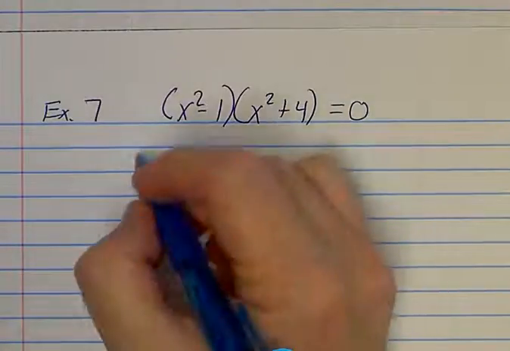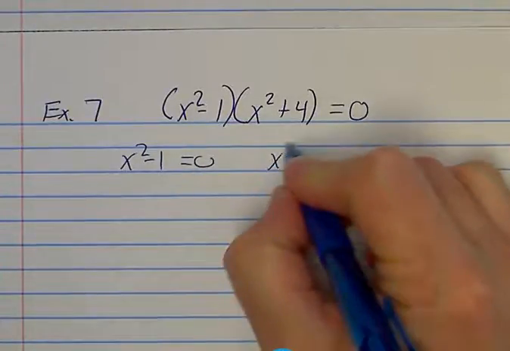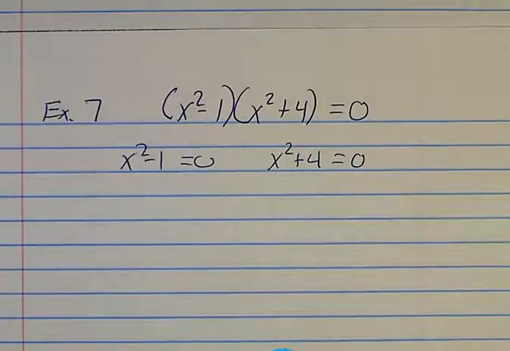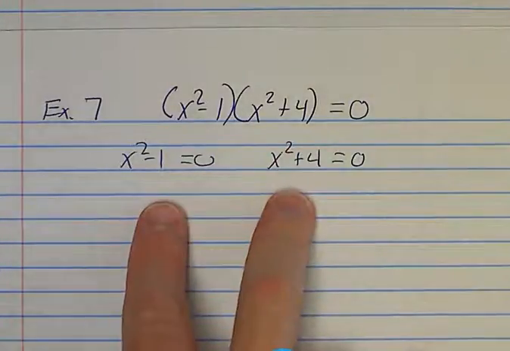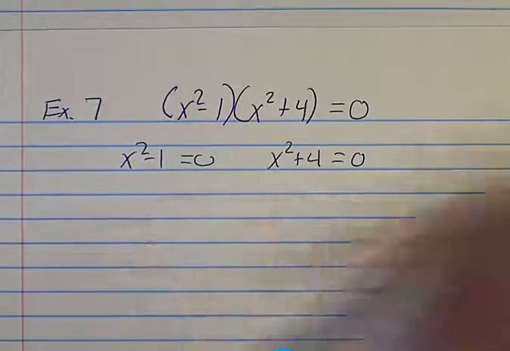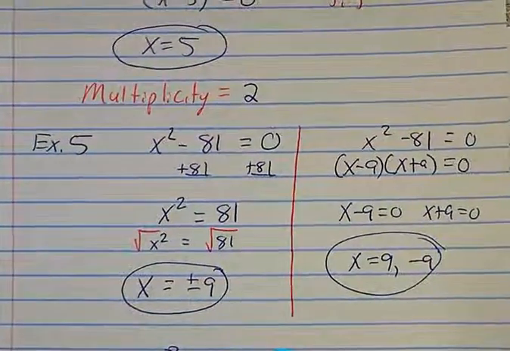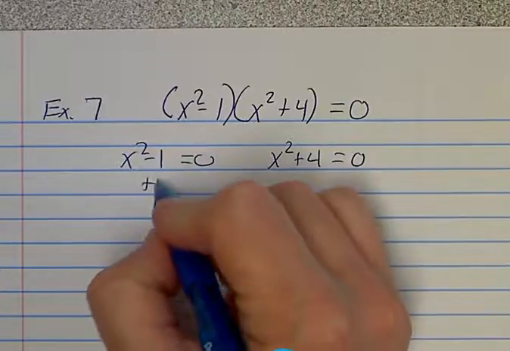We've got x squared minus 1 equal to 0. We also have x squared plus 4 equal to 0. And now that you've got these two separate parts set up here, we can do that just like we did on example 5. Because we've got x squared by itself, let's just take the numbers and move them over to the other side. So for the x squared minus 1, let's just add 1 to both sides.